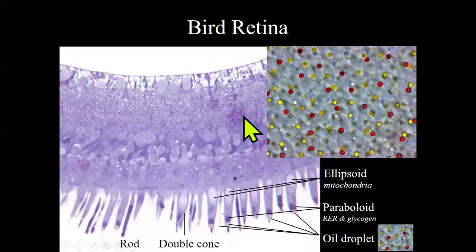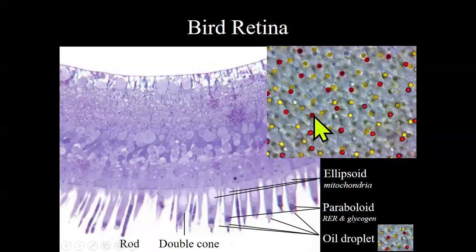So birds have enhanced color vision for 2 reasons. One is that they have 4 different color specialized cones: UV, blue, green, and red. And the other is that before the light gets to the part of the cone that actually responds to the light, it has to go through a filter, and that filter is specific.